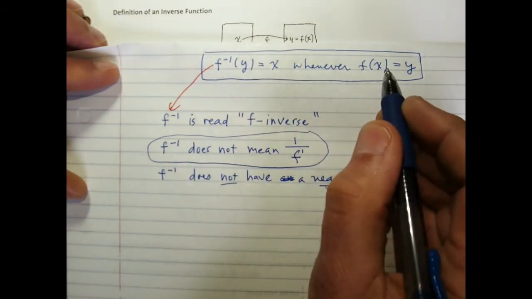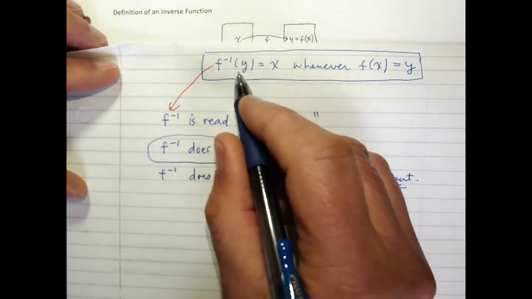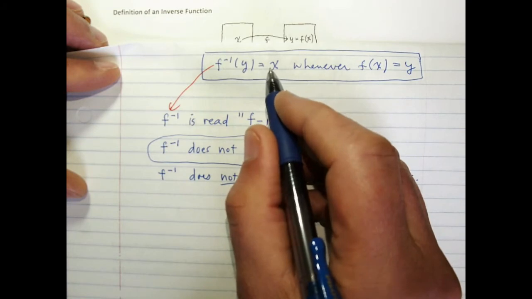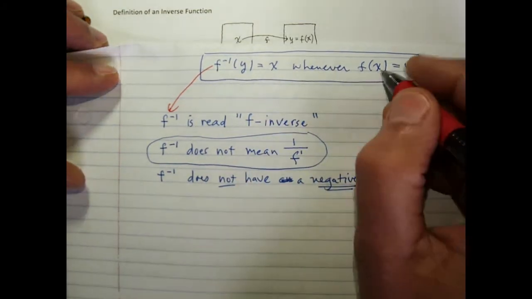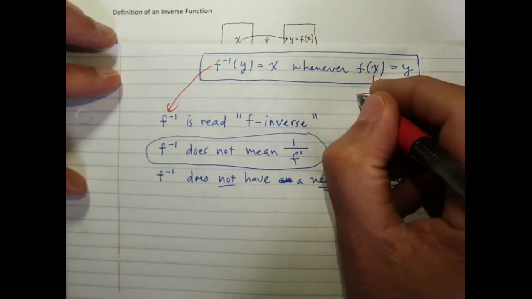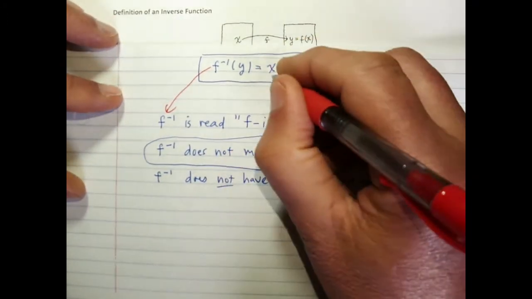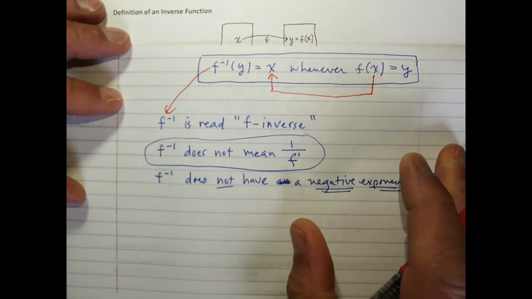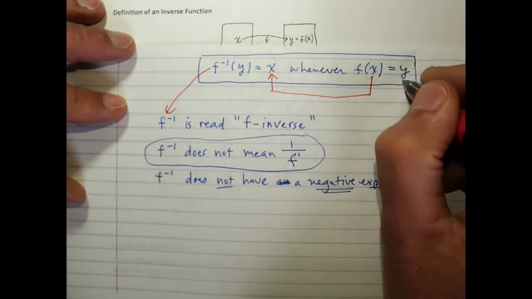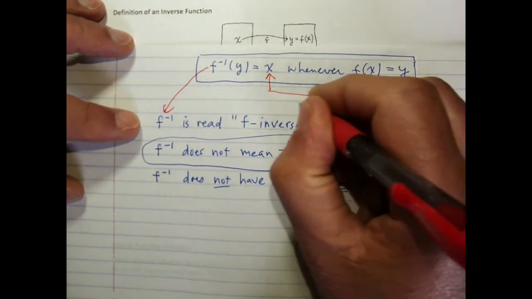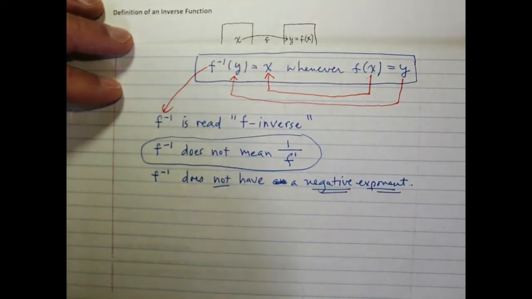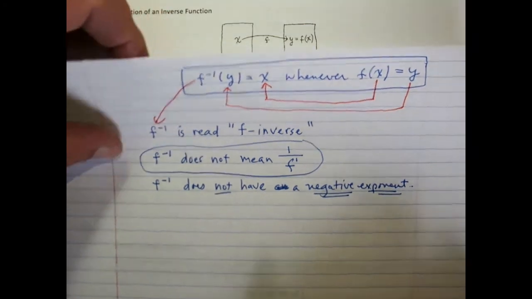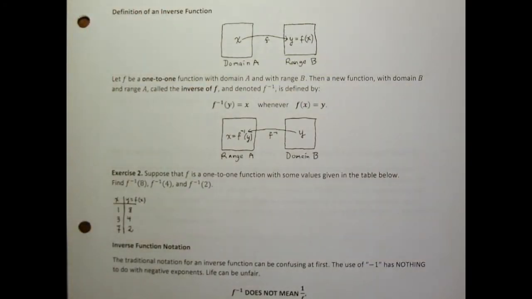So I want to get back up to what's written in the box. F inverse of y equals x whenever f of x equals y. The input for the f function is the output for the inverse, and the output for the f function becomes the input for the inverse. Now this seems kind of abstract, so let's go down to this exercise, which I think will help us out a little bit here.